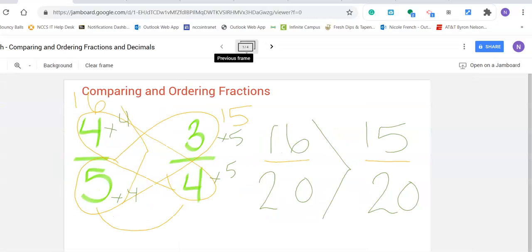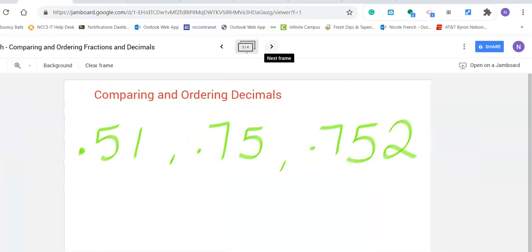So when you're comparing and ordering fractions, you can use cross products, which is this, or common denominators here. All right, now we're going to talk about comparing and ordering decimals.